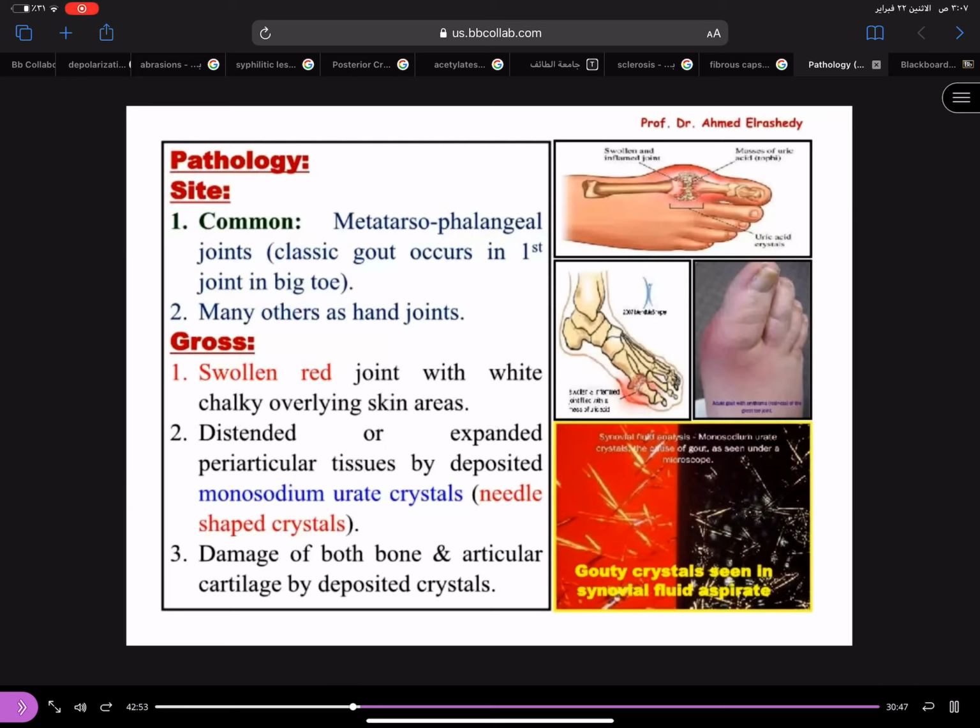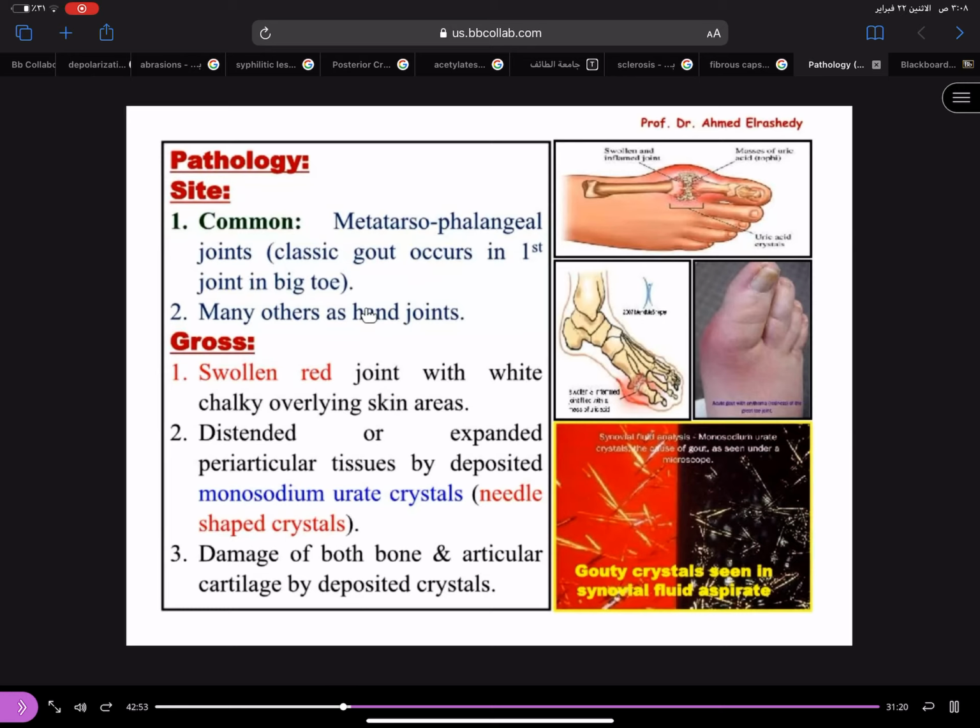Okay. So with this, we are coming to the last part of today's lecture, and that is the pathology. And it's also very simple, inshallah. So the site, as we have discussed, is commonly the metatarsophalangeal joint. This is the most common joint which is affected. Other joints can also get involved, like the wrist and the hand, but most of the time it is the metatarsophalangeal joint, in the big toe mainly.